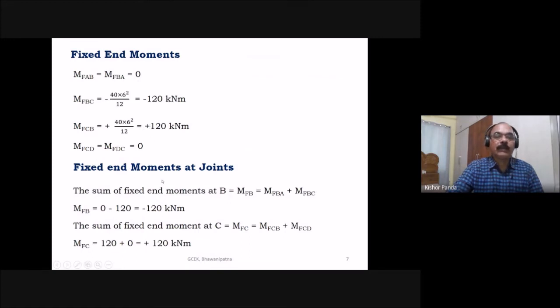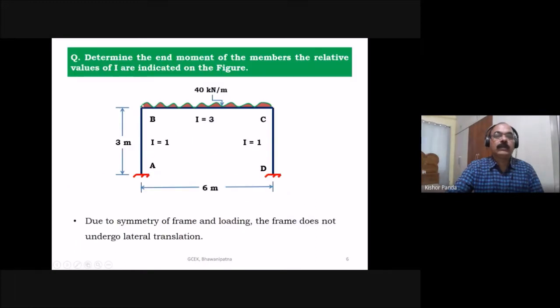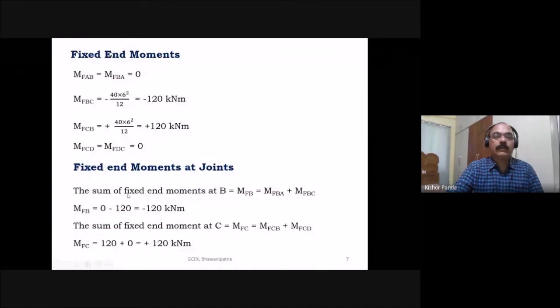Then you have to find the fixed end moments at the joints, joint B and joint C. At joint B, which members meet? BA and BC. At joint C, CB and CD. So MFB is equal to MFBA plus MFBC. MFBA is 0 and MFBC is minus 120, so 0 minus 120 is equal to minus 120 kilonewton meter. This is the sum of the fixed end moments at joint B.